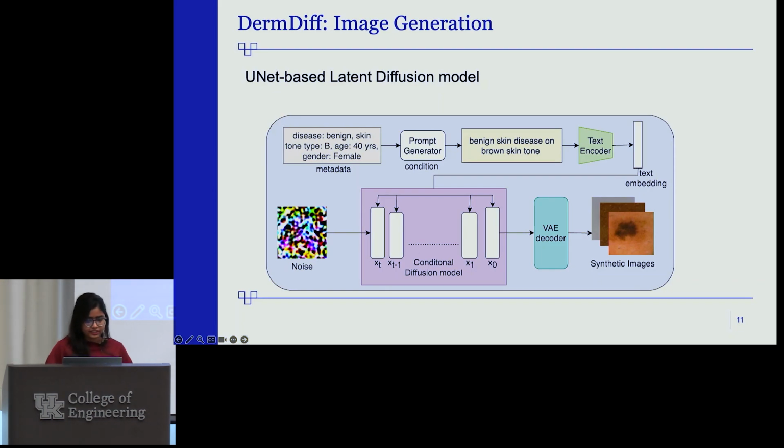to the UNet architecture. This UNet architecture takes that condition from the text embedder, and then it gradually removes noise from the image and converts it into a dermoscopic image. Finally, a VAE decoder is used to convert the latent embedding of the image into a pixel embedding and generates a new dermoscopic synthetic image.